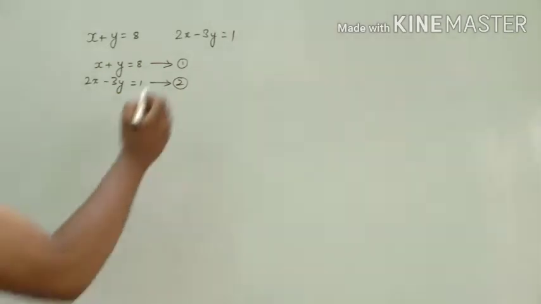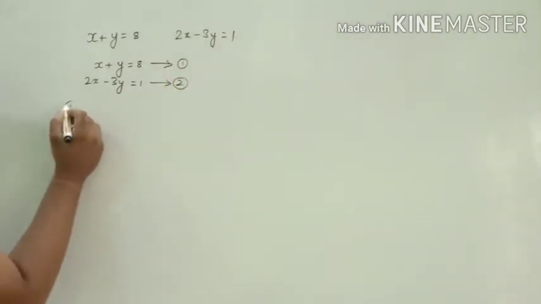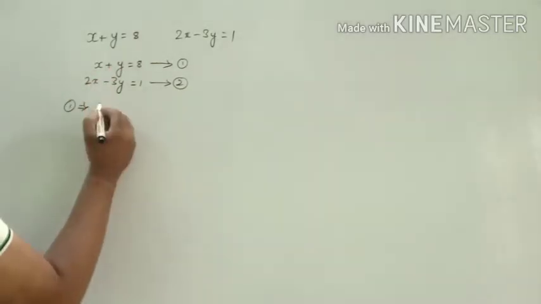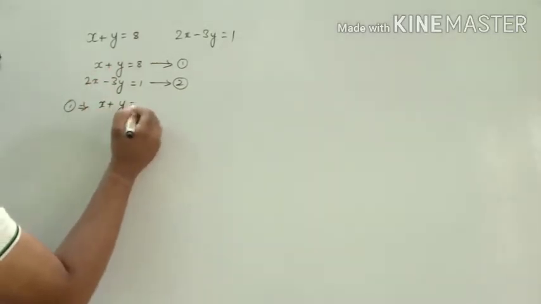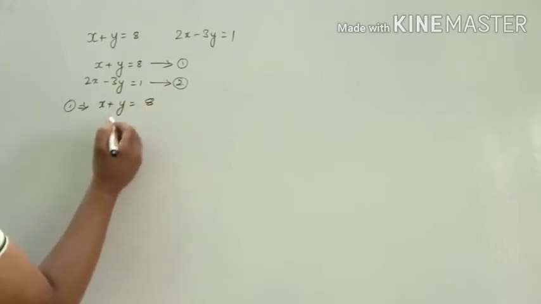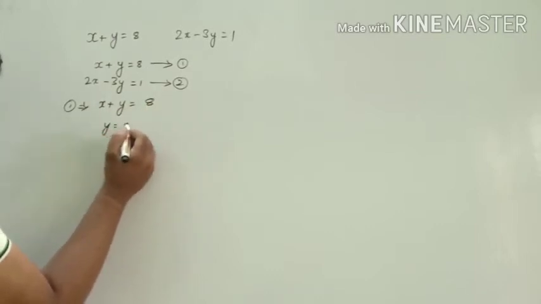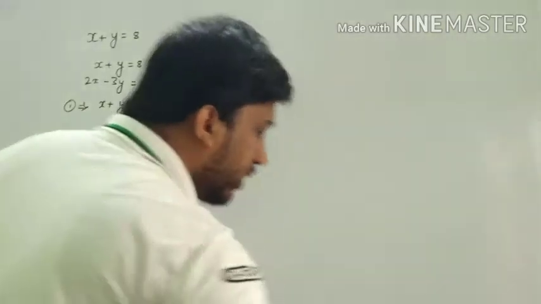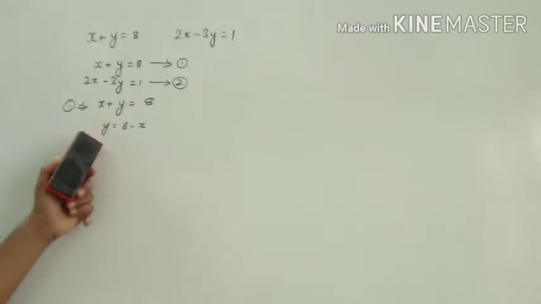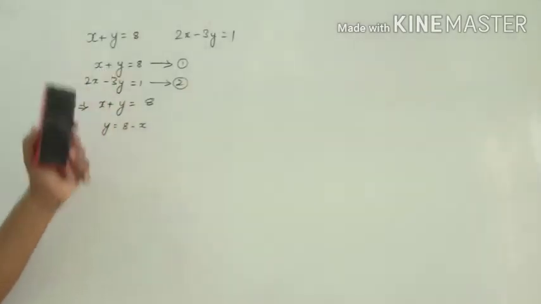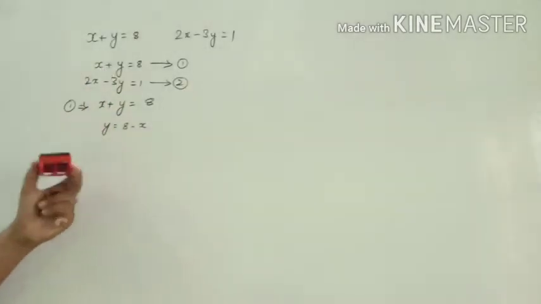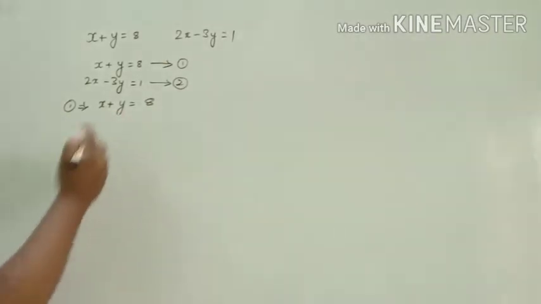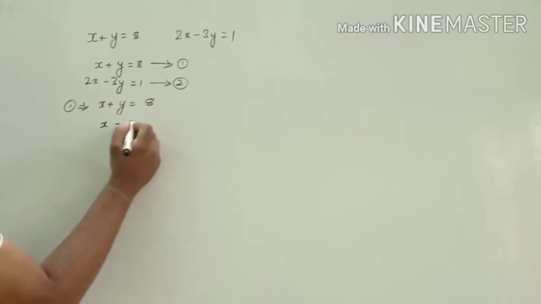Now I am going to consider equation 1. So here we have x plus y is equal to 8. I am going to take y is equal to 8 minus x, or x is equal to, anyway you can do. So if we take y, we will be getting the x value in the second equation. Anything you can take, either x or y. If you take x, for example, that becomes 8 minus y.